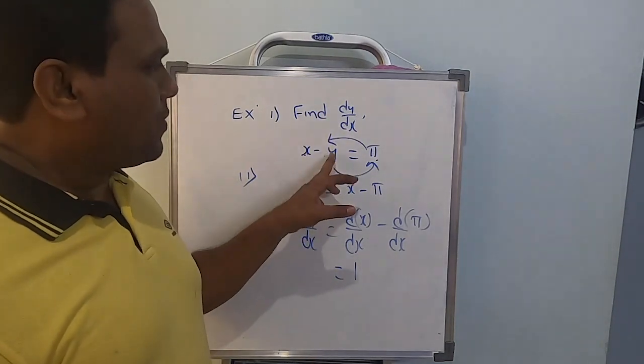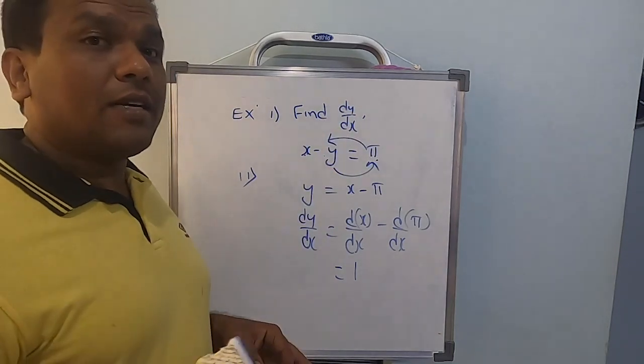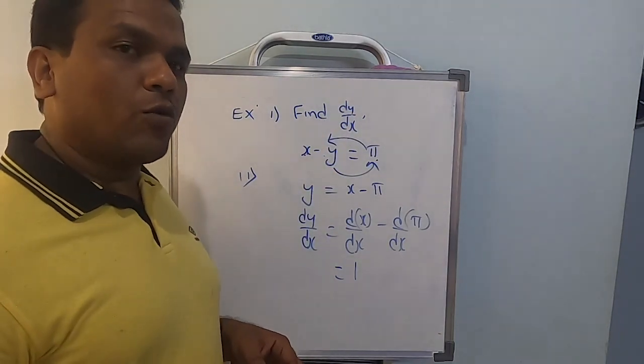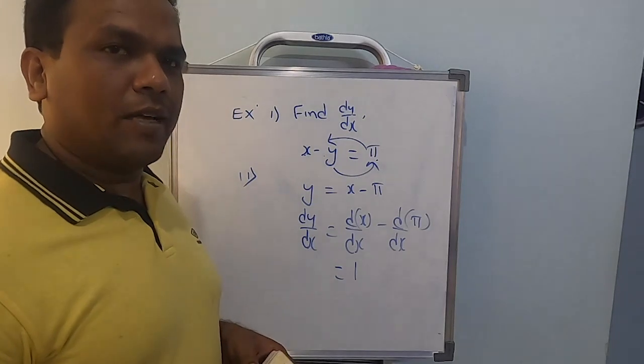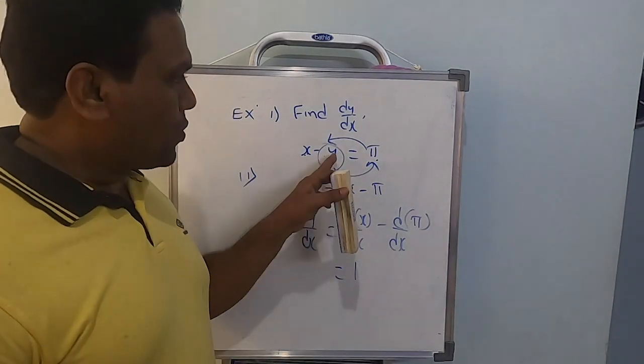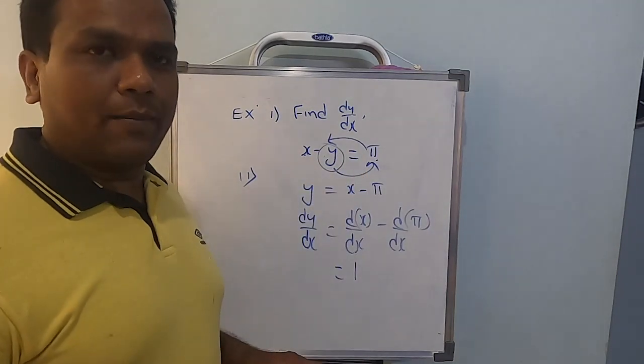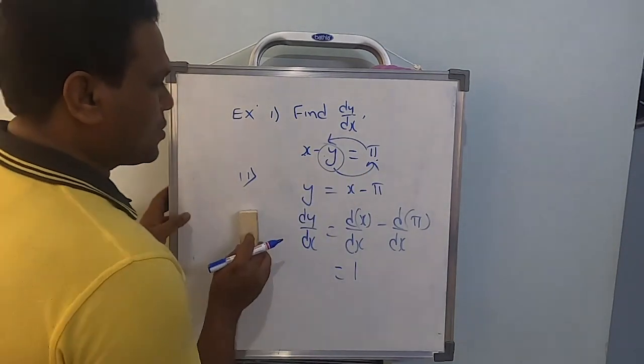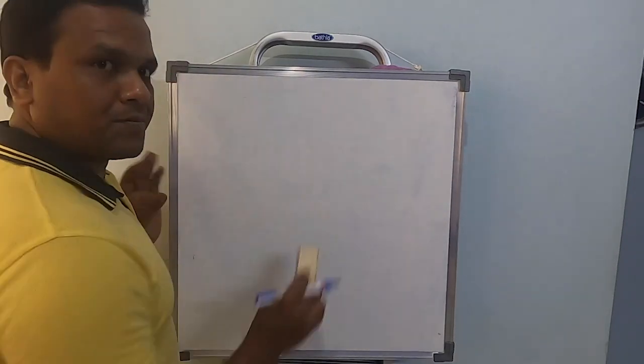When they say find dy by dx, they will not say implicit. And I told you how to recognize a problem based on implicit functions: a term of y will be given in the function itself. So just think it's going to be a problem based on implicit functions. So let's go to the second problem.